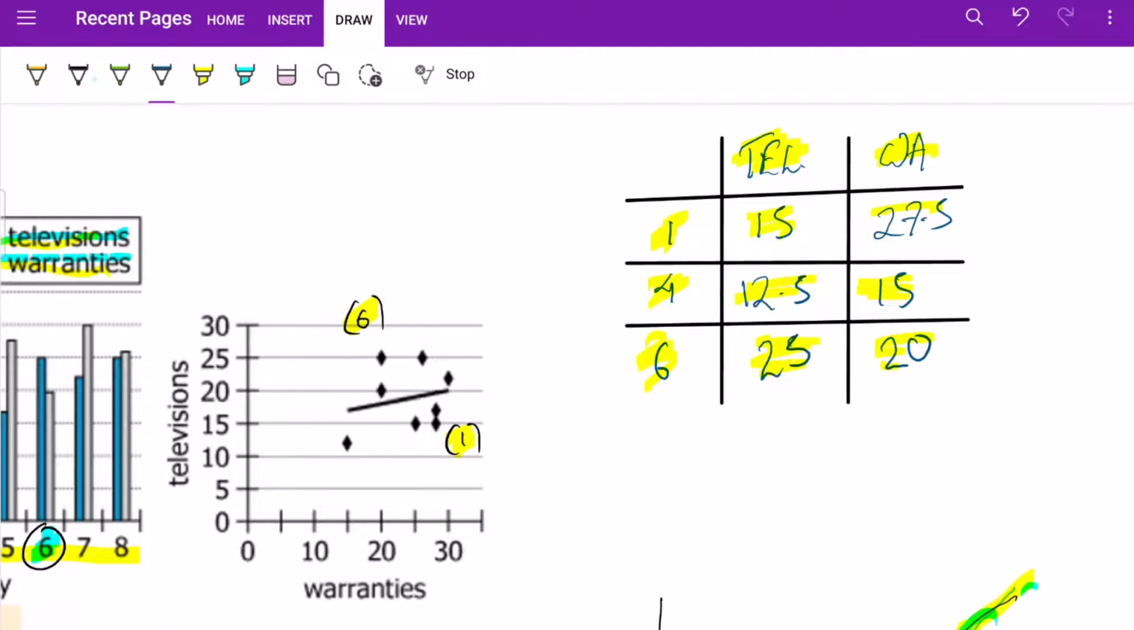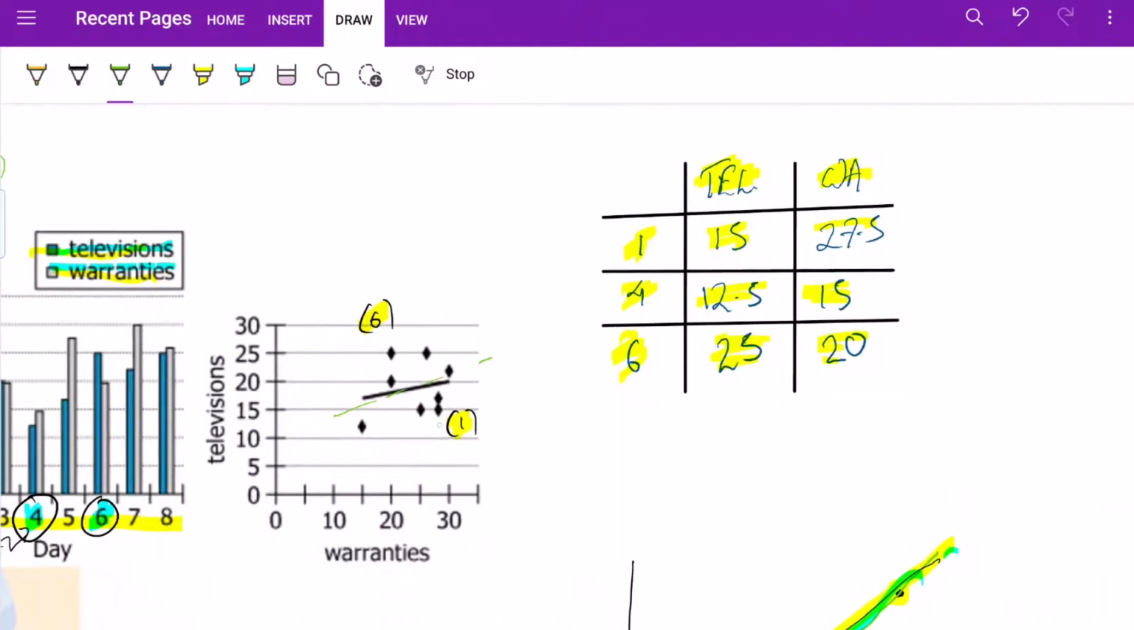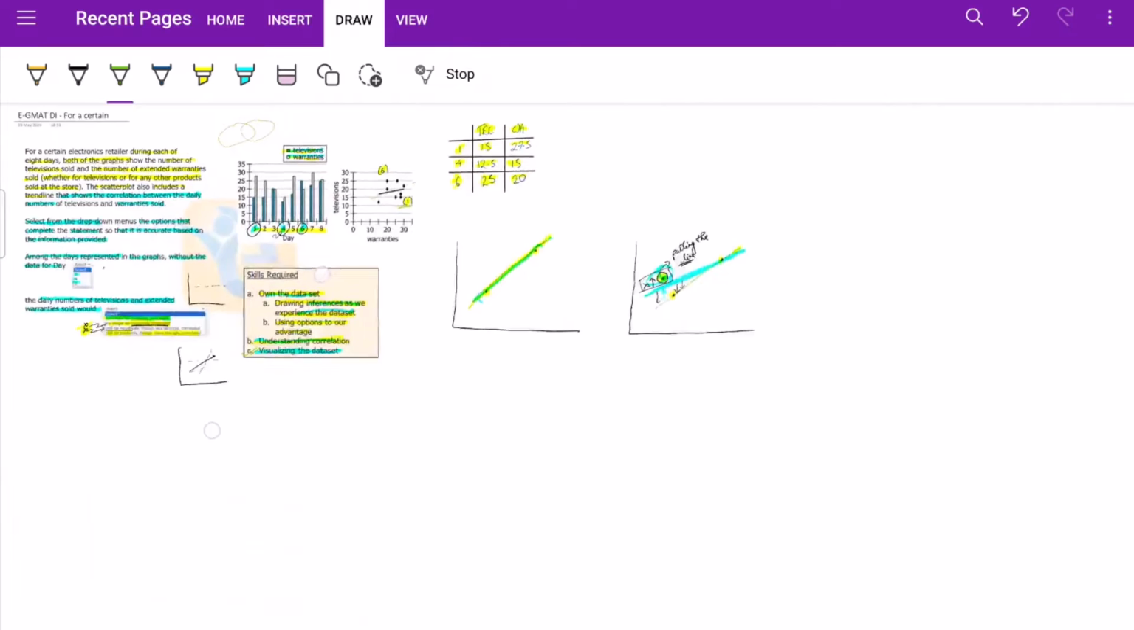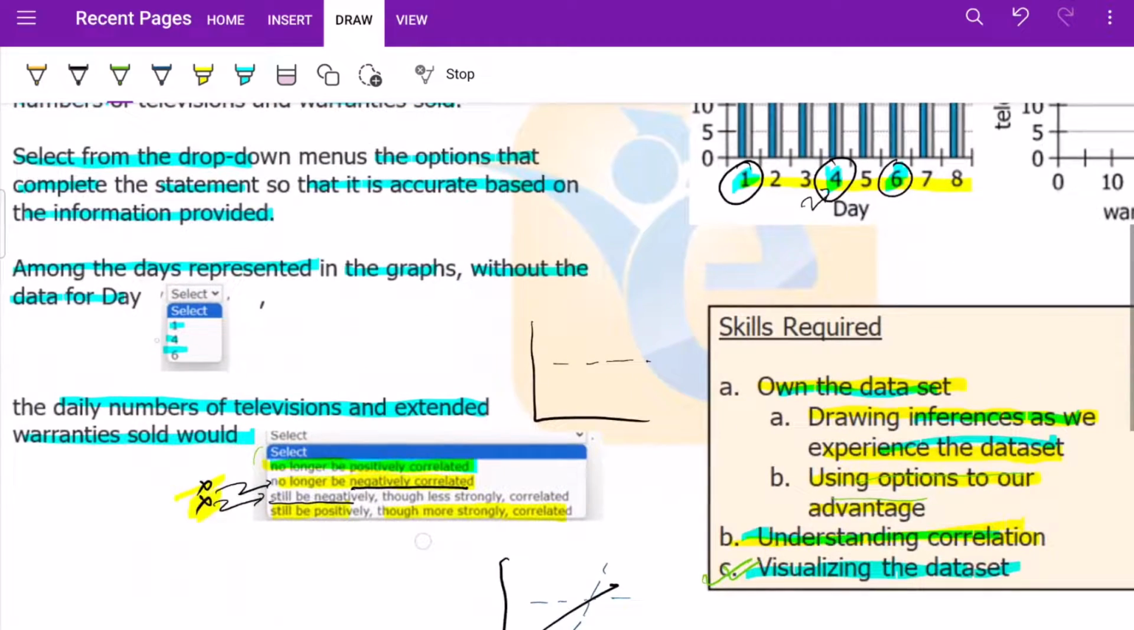So just out of curiosity, let us try the same thing with point 6. What is happening with point 6 here? It is pulling the line. So say for example, it snaps. There is no more a point 6. The line would still be somewhat similar. There will not be much difference. So yeah, same with point 1 here. And thus, therefore, we have our answer. Point 4 here and here no longer be positively correlated.